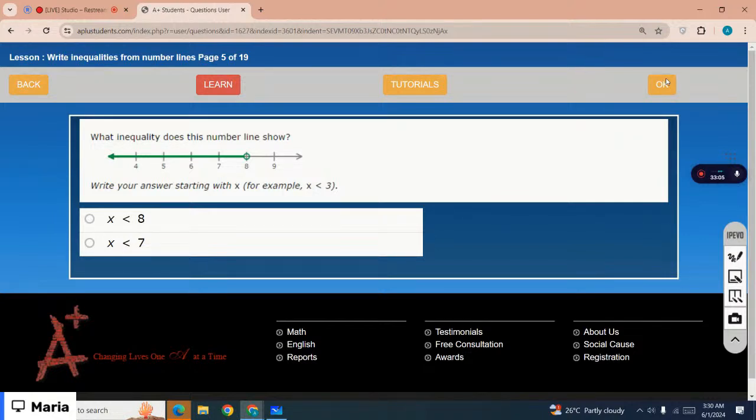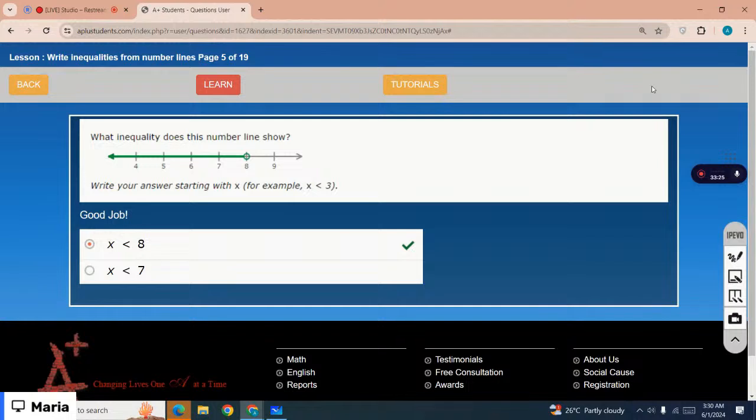What inequality does the number line show? Which is the correct option? The correct option is that x is less than 8. Option number 1 is the correct option.